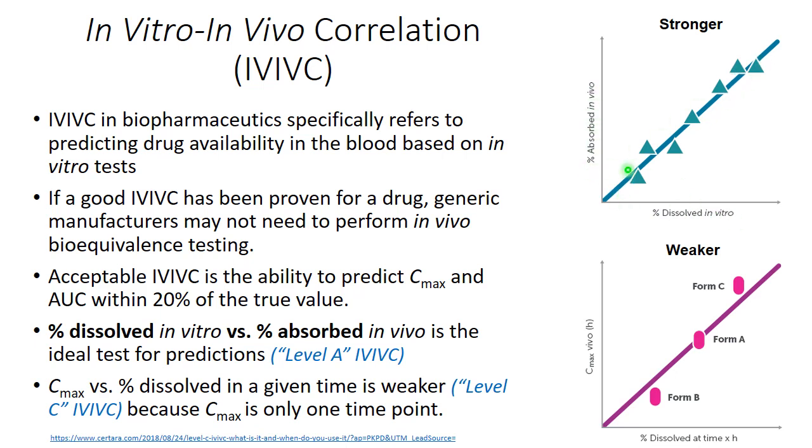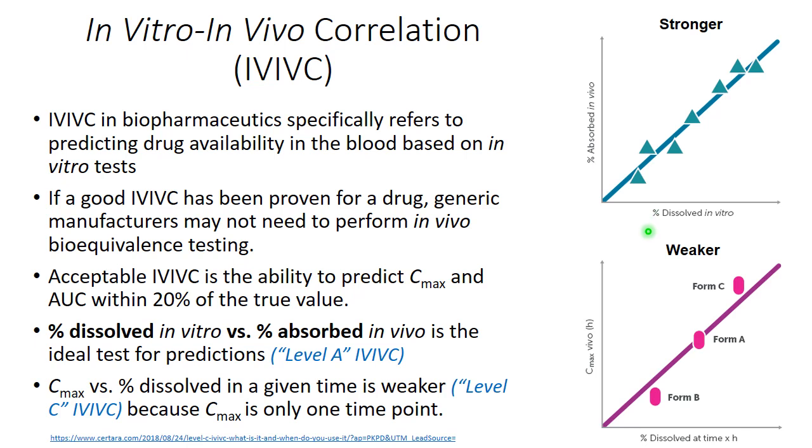If you can prove that correlation and it's very consistent, then you should be able to just measure the percent dissolved in vitro per unit time, or after a certain amount of time, and then be able to predict how much will be absorbed in vivo. And if you prove that that's very, very reproducible, then in many cases you could probably just submit this to the FDA and just do that test and not do the in vivo test.